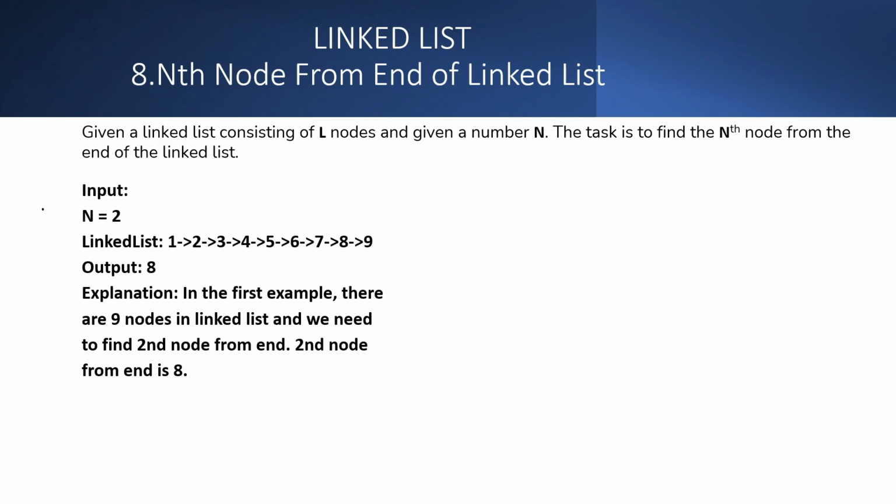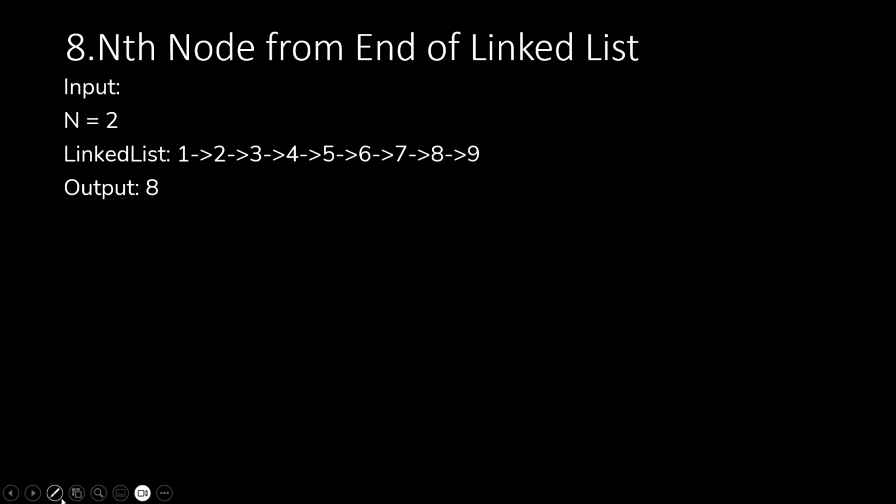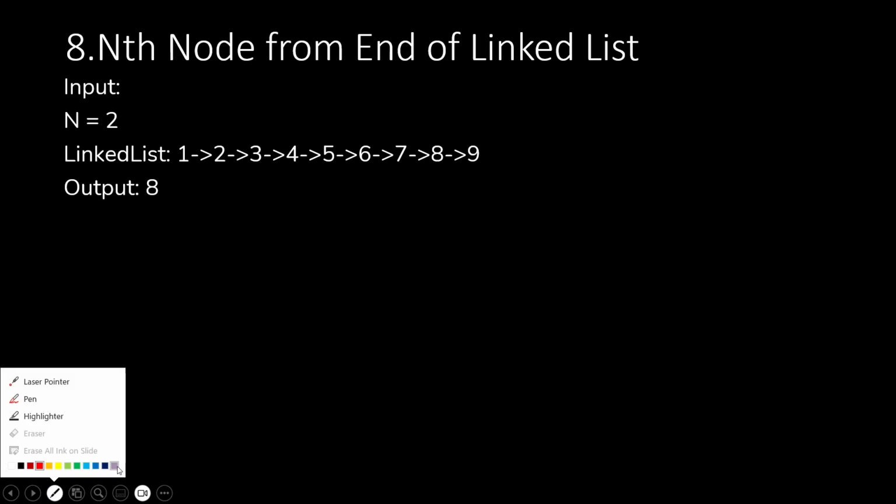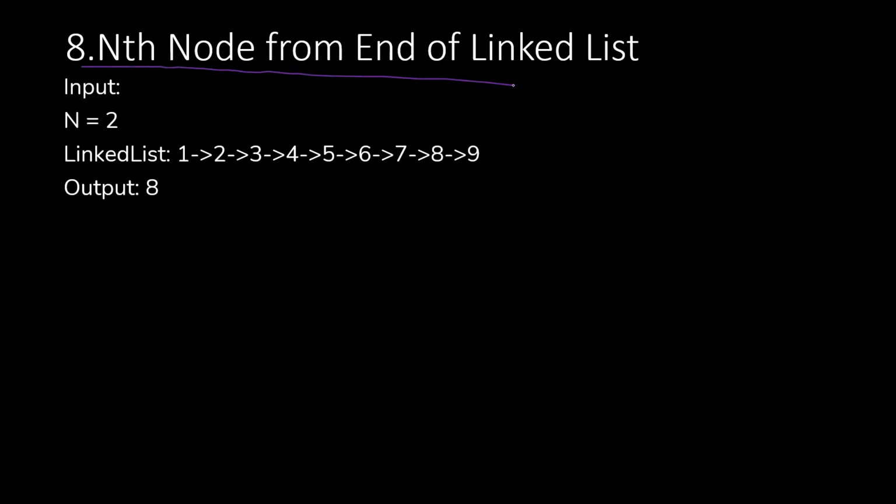Now let's go to the approach. Let's understand the question first before approaching. Nth node from end of the linked list, this is the question that we have. There is a linked list given and they will give a value n. N equal to 2 means that from the reverse order we have to find the position. This is the first position in the reverse order and this is the second position in the reverse order, and we have to return the output of this position. This is basically the understanding of the question.